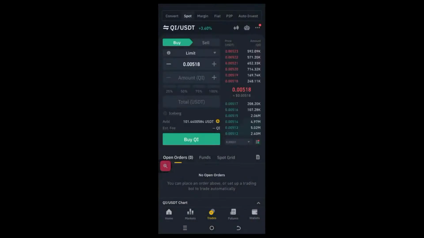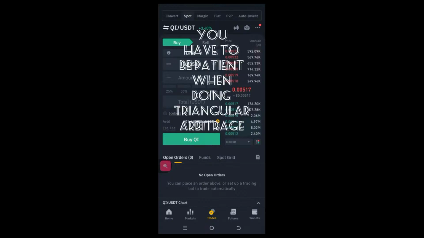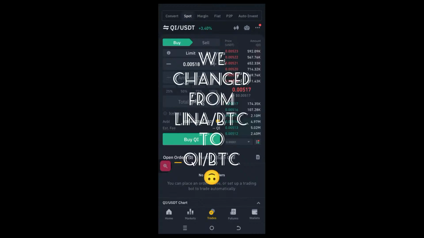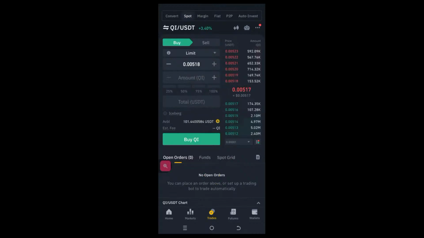Anyways, but you see, let me tell you something. You're doing triangular arbitrage. You've got to be patient, because you never know when it's going to come out. And the reason why this took quite long, about 9 days, was because of the bloodbath that happened, and we had to change from Lena BTC. Remember, go all the way, change to QIBTC, and then now sell for profit in QIUSDT. So it took a long roundabout journey, but eventually we arrived at profit.